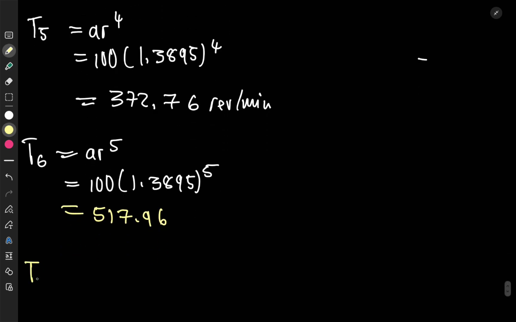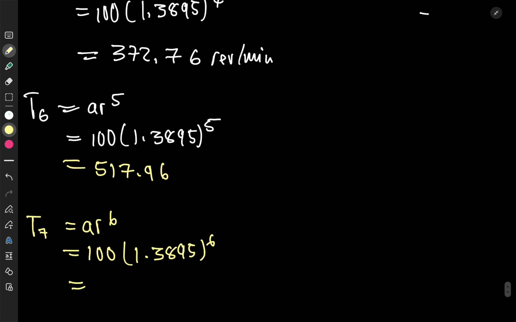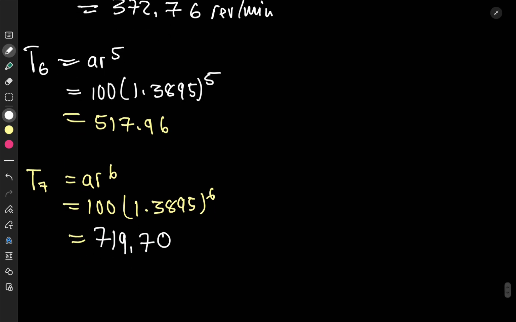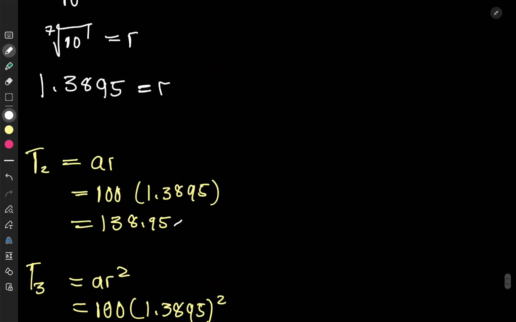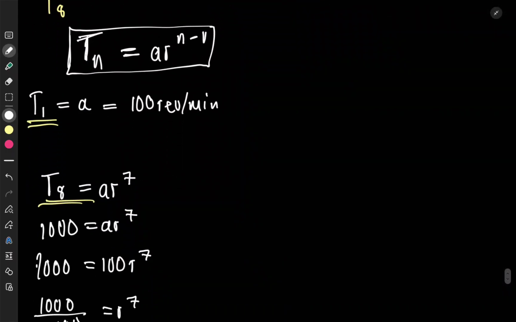Then we'll do our last term, which is term number 7, which is AR to the power of 6. It's going to be 100 multiplying 1.3895 to the power of 6. And what would that be now? We are going to have it as 719.699. So we have 719.70. Okay, that is what we are going to have. And this is going to be revs per minute. All of them are going to be revs per minute. Then we have all the terms and we have done it.